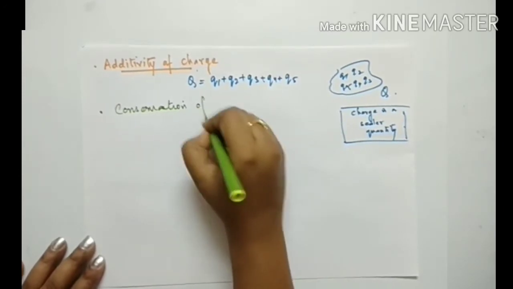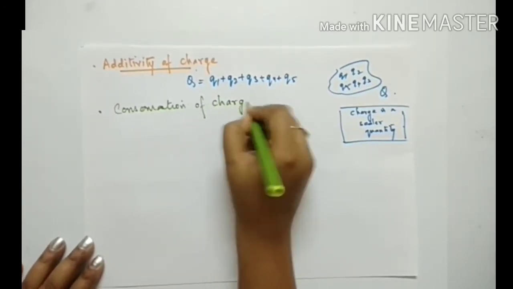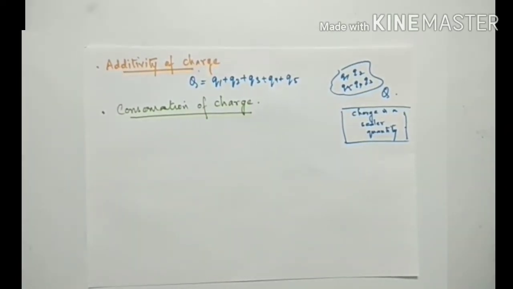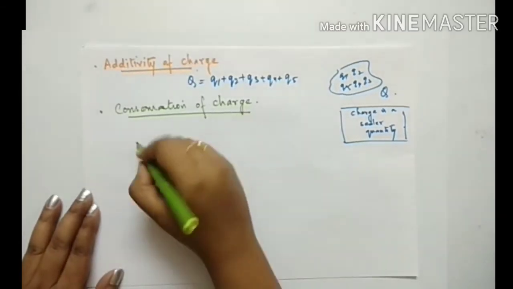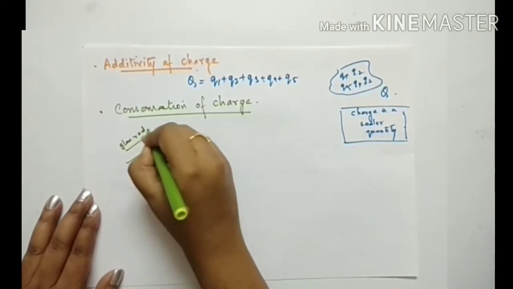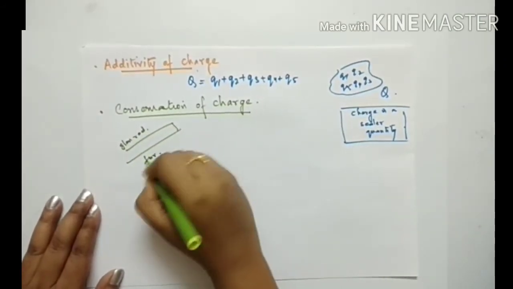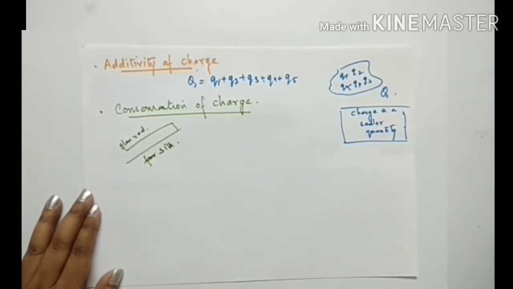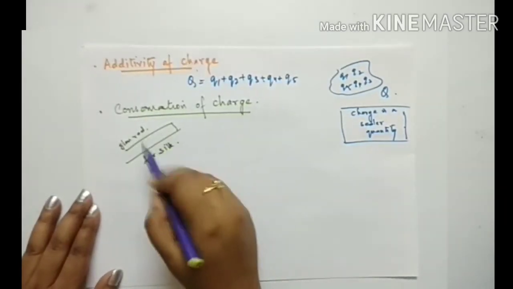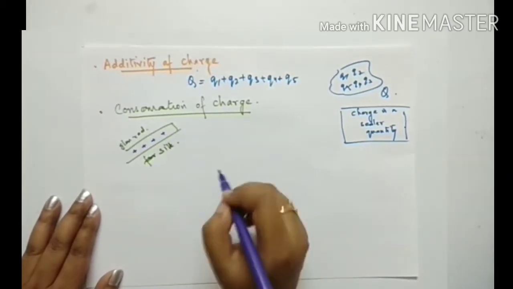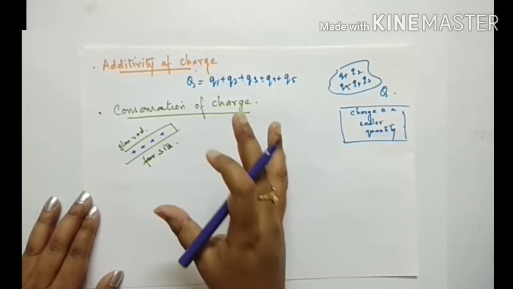Conservation of charge. What is the meaning of conservation of charge? Charge is always conserved. That means if you take a glass rod and a silk, the total charge before rubbing and the total charge after rubbing will be the same. It will be conserved.